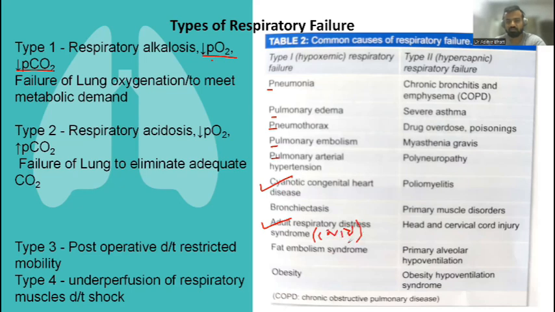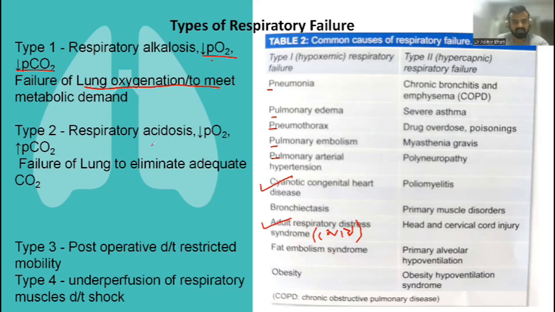So in COVID, what was happening? This ARDS was happening in patients of influenza, swine flu, and bird flu. The cause of death always has been ARDS and MODS, multi-organ dysfunction syndrome. In that, both PO2 and PCO2 are decreased, and there is failure of lung oxygenation to meet the metabolic demand of the body. So type 1, hypoxemic respiratory failure, has decrease in PCO2 and PO2.